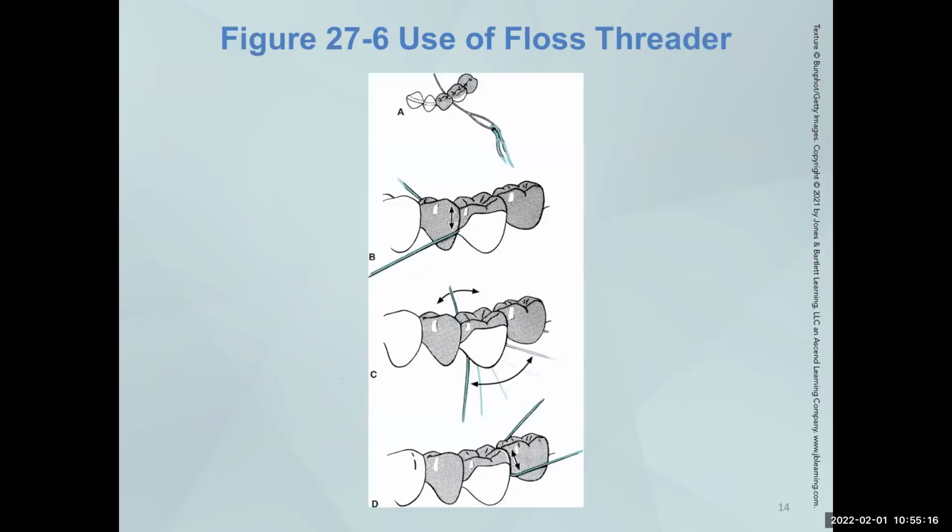Floss threaders, there's all sorts of different ways to get underneath hard to reach areas or pontics. You have floss threaders. Okay, you'll need them for flossing underneath braces, and you'll need them for flossing underneath bridges.